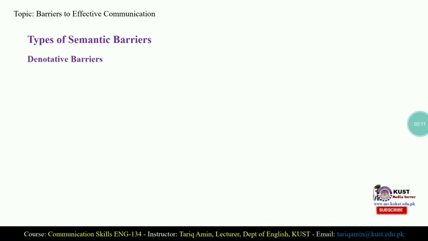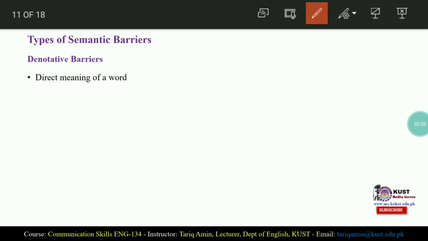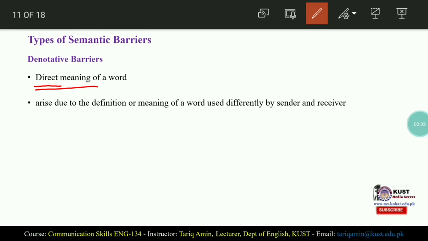Now, types of semantic barriers. The major types of semantic barriers are denotative barriers. And what are denotative barriers? Now, what is denotation? Denotation is the direct meaning of a word, or the dictionary meaning of a word, or the exact meaning of a word. These denotative barriers arise due to the definition or meaning of a word used differently by sender and receiver. If you use a word that is used differently by sender and receiver, it would lead to confusion between you and your listener.